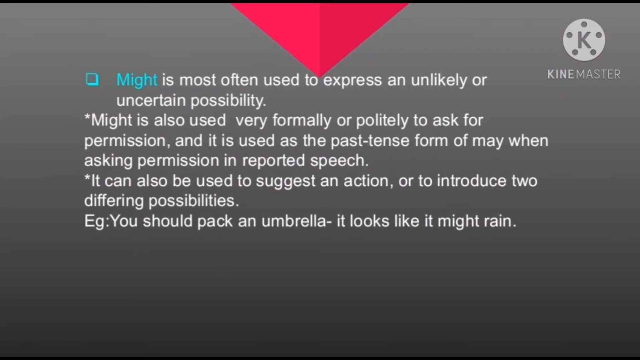Modal auxiliary might is most often used to express an unlikely or uncertain possibility. Might is also used very formally or politely to ask for permission, and it is used as the past tense form of may when asking permission in reported speech. It can also be used to suggest an action or to introduce two differing possibilities. Example: you should pack an umbrella. It looks like it might rain.